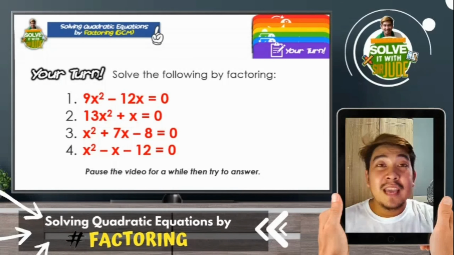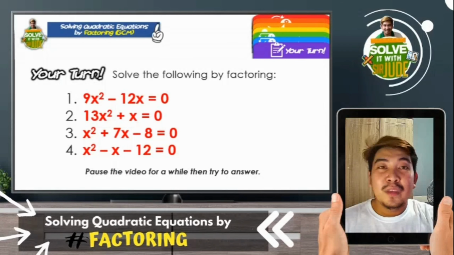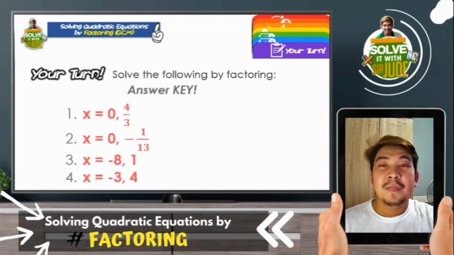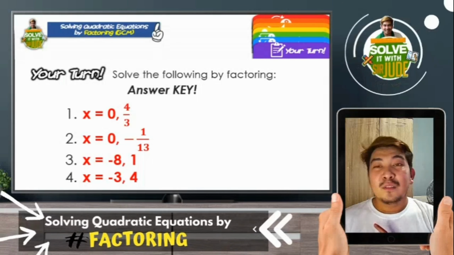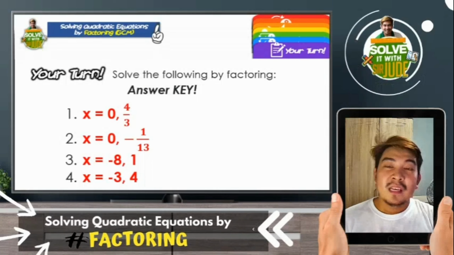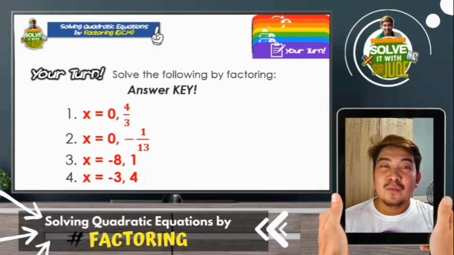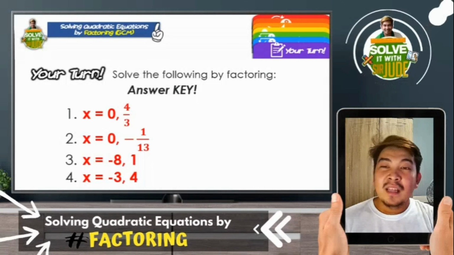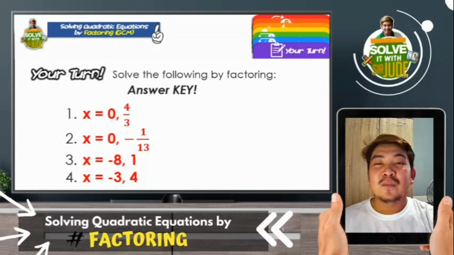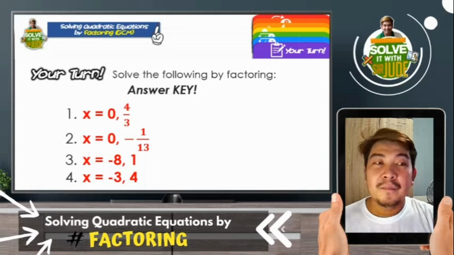So these are the answers to the following quadratic equations. Number 1, x is equal to 0, 4 thirds. In number 2, 0, negative 1 over 13. In number 3, negative 8, 1. And then in number 4, negative 3, 4.